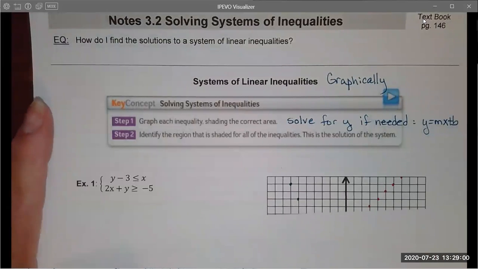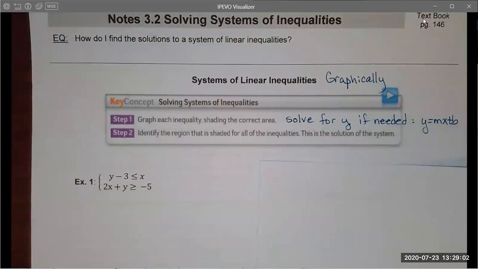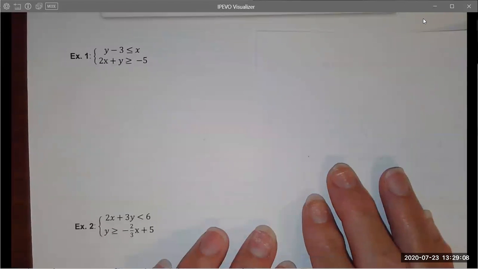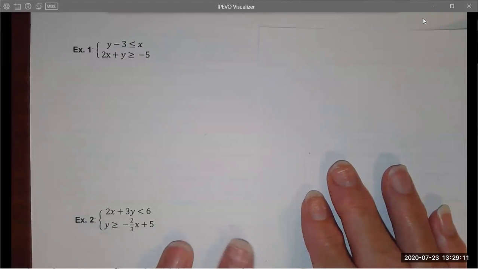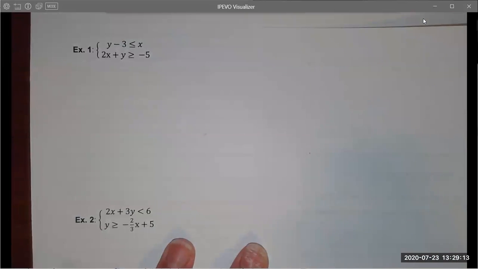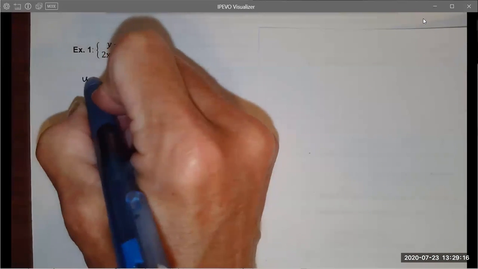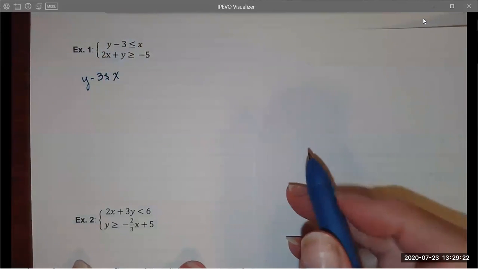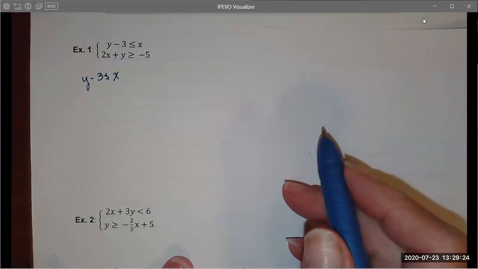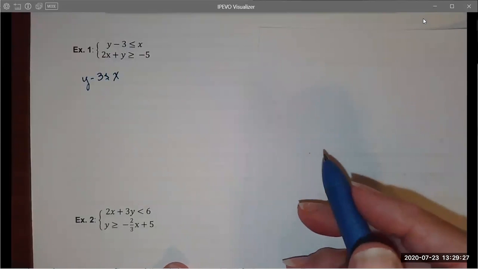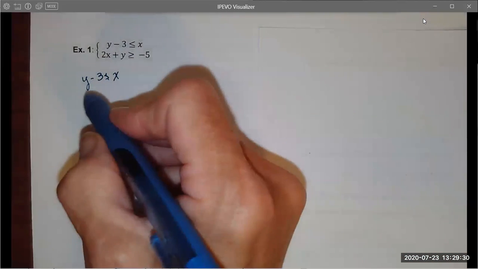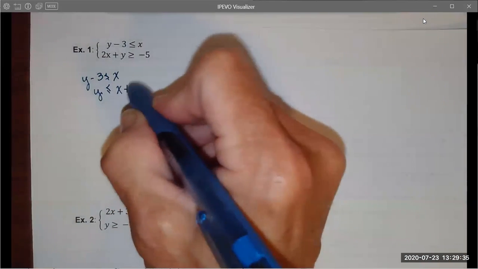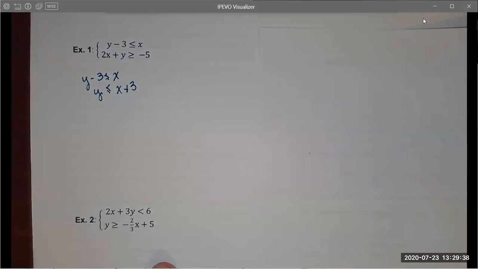All right, so let's look at an example here. The first example, example 1, has two inequalities that we're going to look at. Neither are in slope-intercept form. So I'm going to start just by writing these inequalities in slope-intercept form. The only thing to remember when solving an inequality versus an equation is that if you ever multiply or divide by a negative, you'll need to flip the inequality. In this case, I just add 3 to both sides, and I end up with y is less than or equal to x plus 3, so no flipping is necessary.